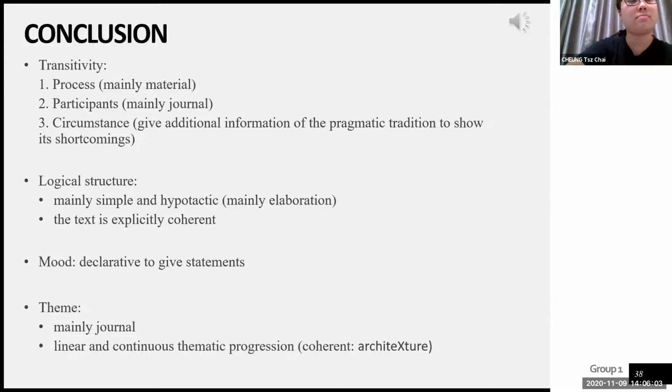By analyzing the text from the aspects of transitivity, logical structure, mood, and theme, we have concluded that the text is well written, given the clear structure, unbiased and scholarly tone, informativeness, and conciseness of the abstract.